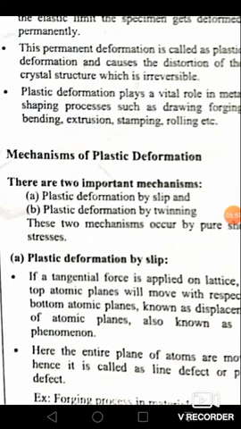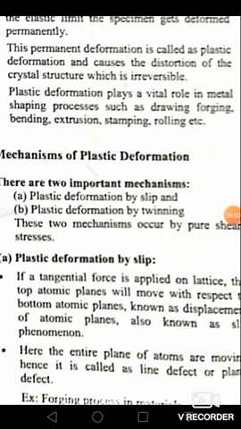Now, what are the mechanisms of plastic deformation? There are two mechanisms in practice: plastic deformation by slip and plastic deformation by twinning. We have just seen plastic deformation by slip. When you apply the load, the top plane atoms move over the bottom plane atoms, and this is known as slip, and it results in plastic deformation. Here an entire plane of atoms is moving, hence it is called a plane defect. For example, the forging process in materials.